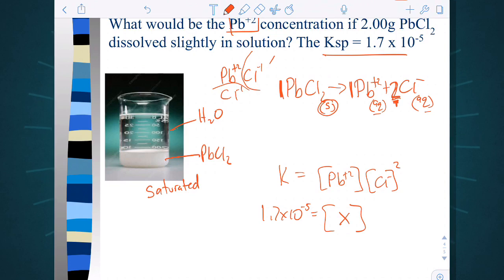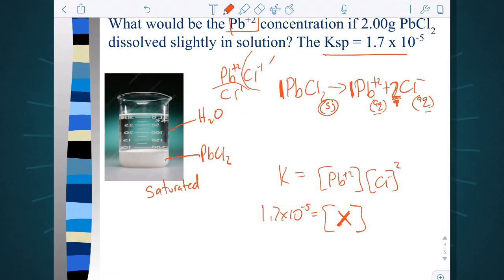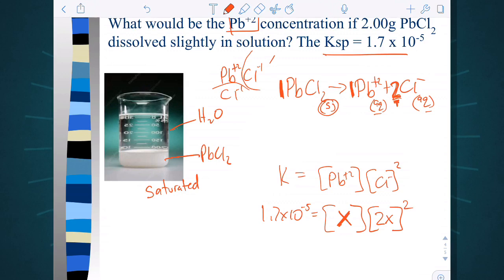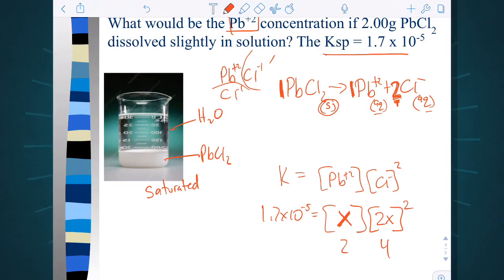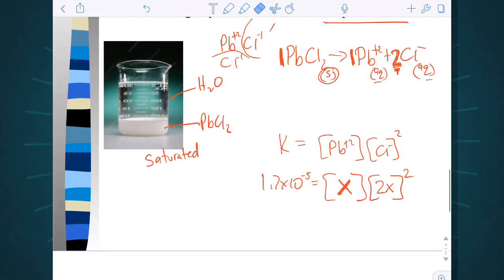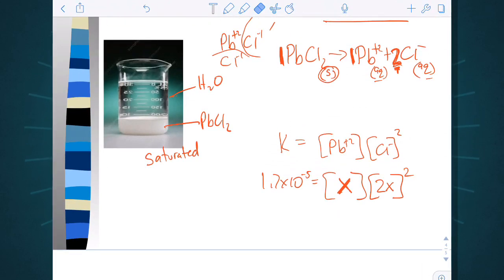So if one of these dissolves and gives me 1 lead, and that lead is X, how much chlorine would there be? Well, if it's a 1 to 2 ratio, this would be a 2X. You'll always have twice the amount of chlorine as you do lead. So if this is a 2, you would have a 4, right? Or something along those lines in terms of what your X value is equal to.